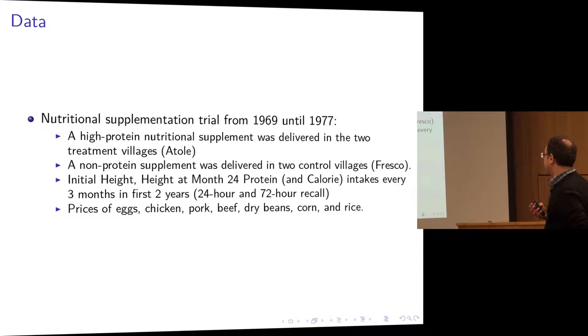They collected detailed data on prices at the community level of eggs, chicken, pork, beef, dry beans, corn, and rice. These data were sitting at an office in Guatemala. We decided to ask them for a different project, would you have, by any chance, collected data on prices of any of the food sources? They said, "Wow, we collected everything, but no one actually digitized this. But we can send you every file that we have."